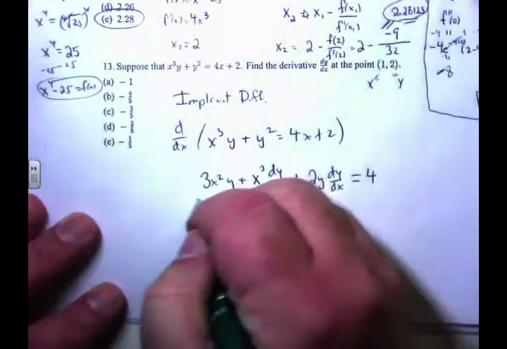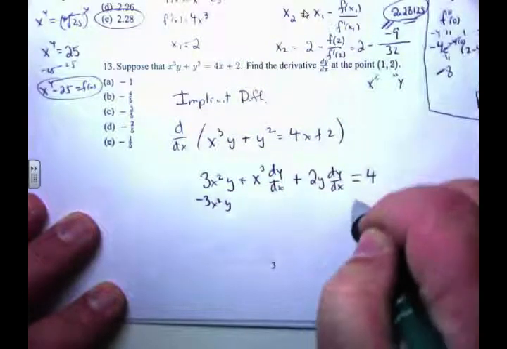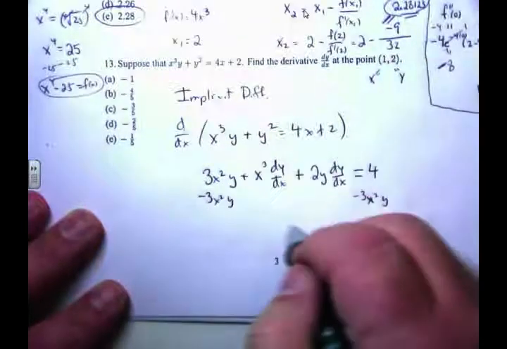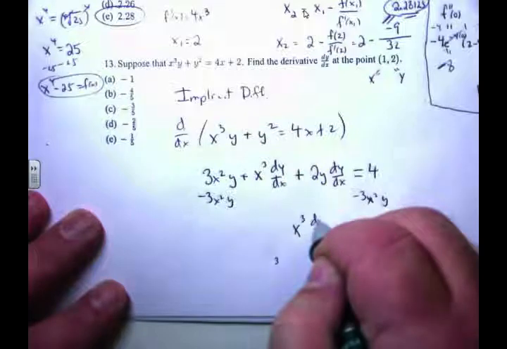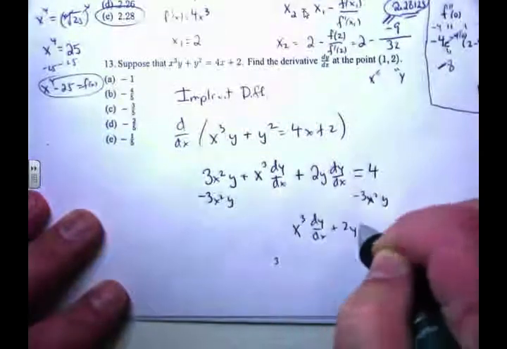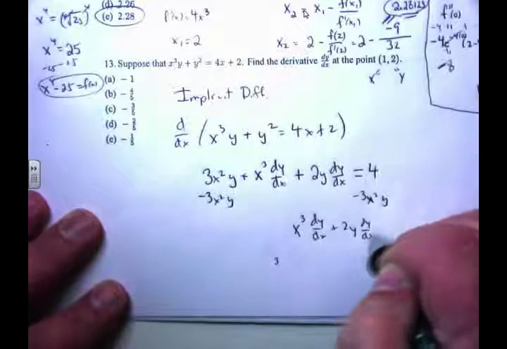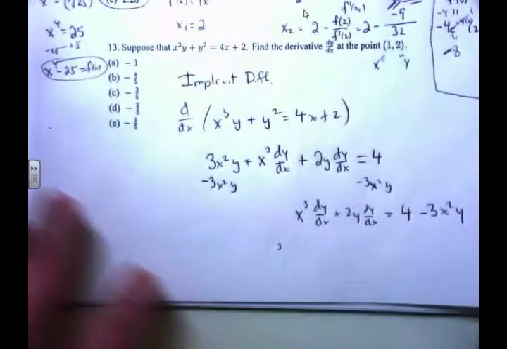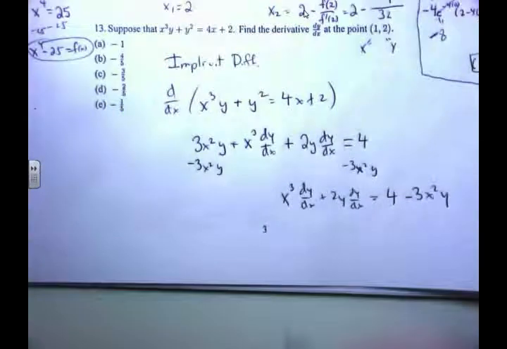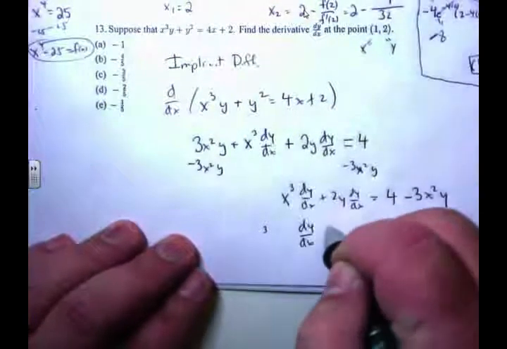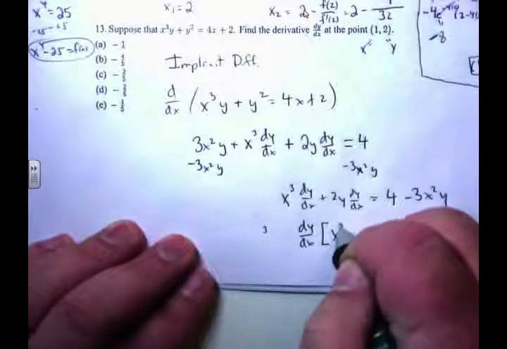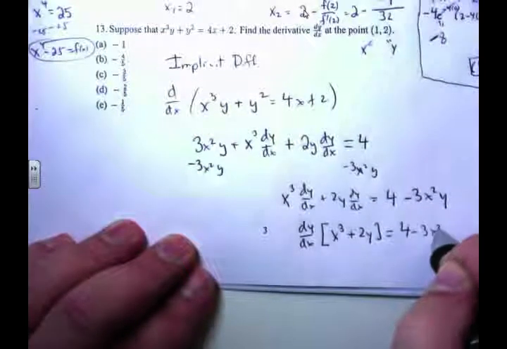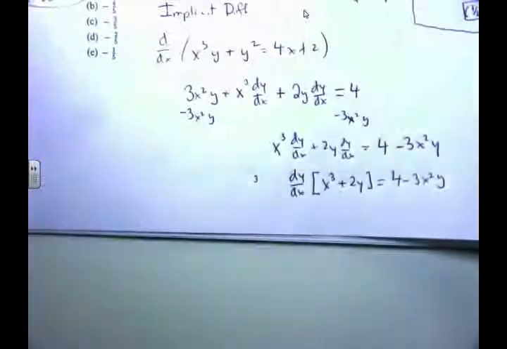If I'm solving for dy/dx, I'm going to subtract 3x squared y from both sides. This cancels, leaving me with x cubed times dy over dx plus 2y dy over dx equal to 4 minus 3x squared y. Now I'm going to factor out that dy/dx. That would leave me with (x cubed plus 2y) times dy/dx equal to 4 minus 3x squared y.